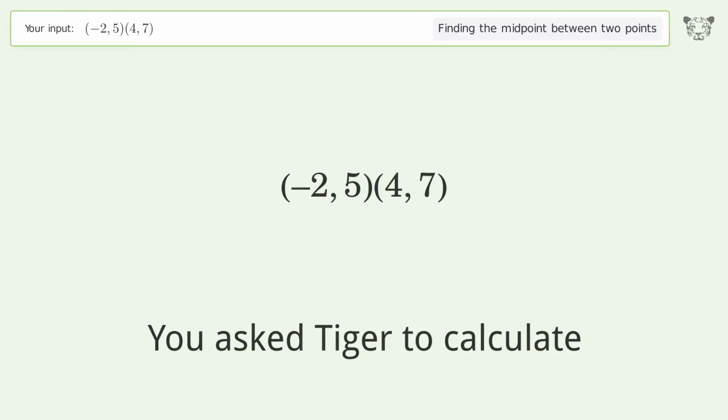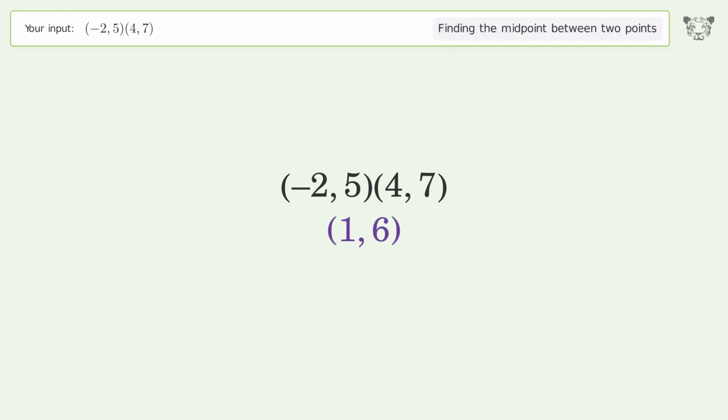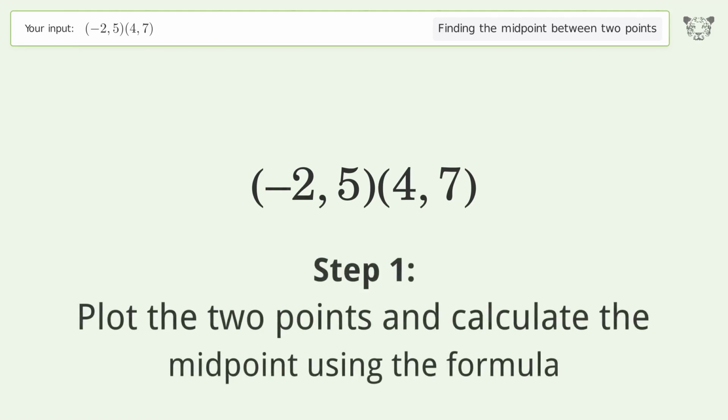You ask Tiger to calculate. This deals with finding the midpoint between 2 points. The midpoint between the 2 points is 1,6. Let's solve it step by step. Plot the 2 points and calculate the midpoint using the formula.